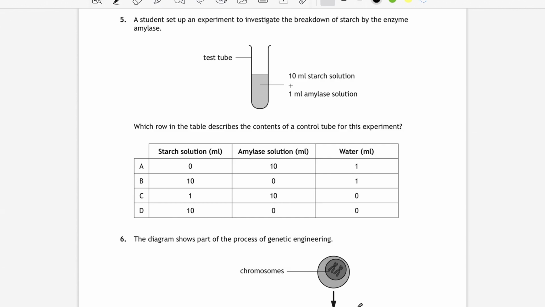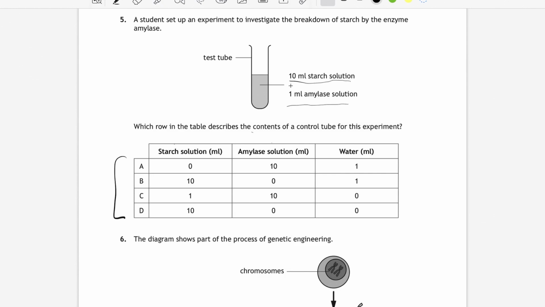So a student set up an experiment to investigate the breakdown of starch by the enzyme amylase. We've got A, B, C, and D again. At the top of the table it gives you what solution we're talking about here: a starch solution, an amylase solution, or water. Looking at our initial one, we've got 10 mils of starch solution and 1 mil of amylase solution.